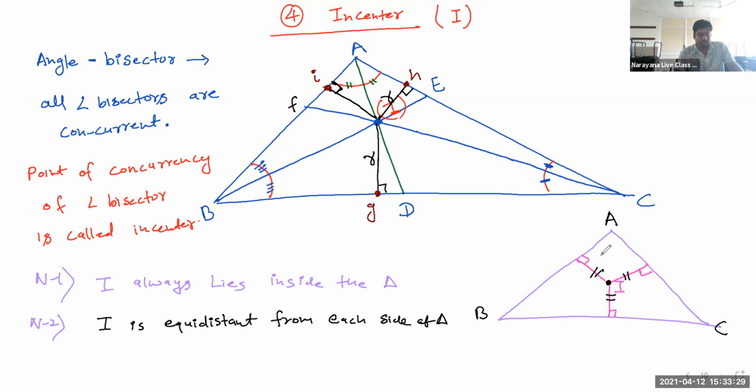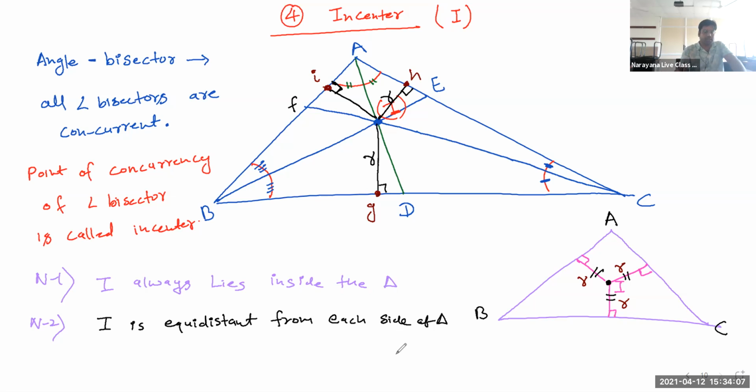Don't get confused with the extension of AI. Extension of AI is not G. Extension of AI is another thing, which is D, not G. I am talking about the incenter being at equal distance from all the sides. So the distance of I from BC is small r. Distance of I from AC is also small r. And distance of AB from I is also small r. So I is a point which is equidistant from each side of the triangle.